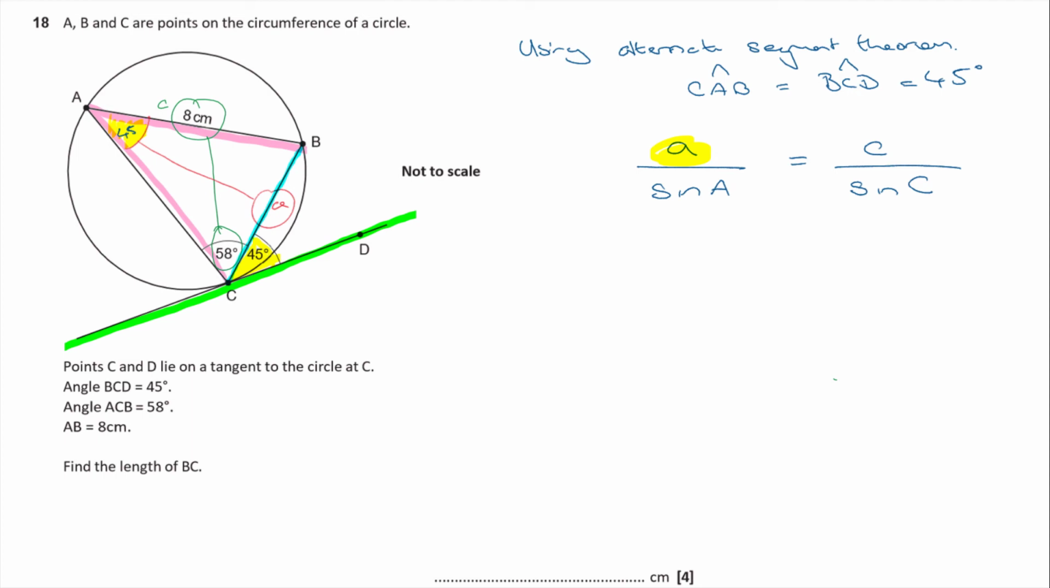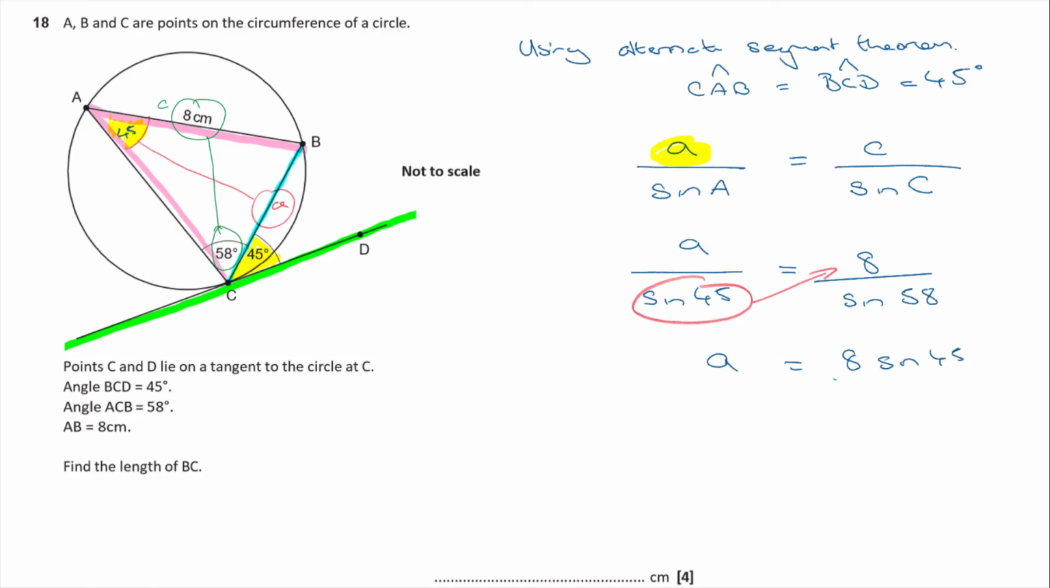It's just a matter of plugging all the numbers in now, isn't it? So A is what I'm trying to find, so that's going to just stay being A. Sine A, what is angle A? Is 45, isn't it? So that's sine 45. So A over sine 45 is equal to side C, which is 8, divided by sine C, which is the sine of 58. Rearranging for A, just cross multiplying that sine 45 down there. I'm just going to times it, and it will appear over there on the opposite side, isn't it? So A is going to be 8 sine 45 over sine 58.